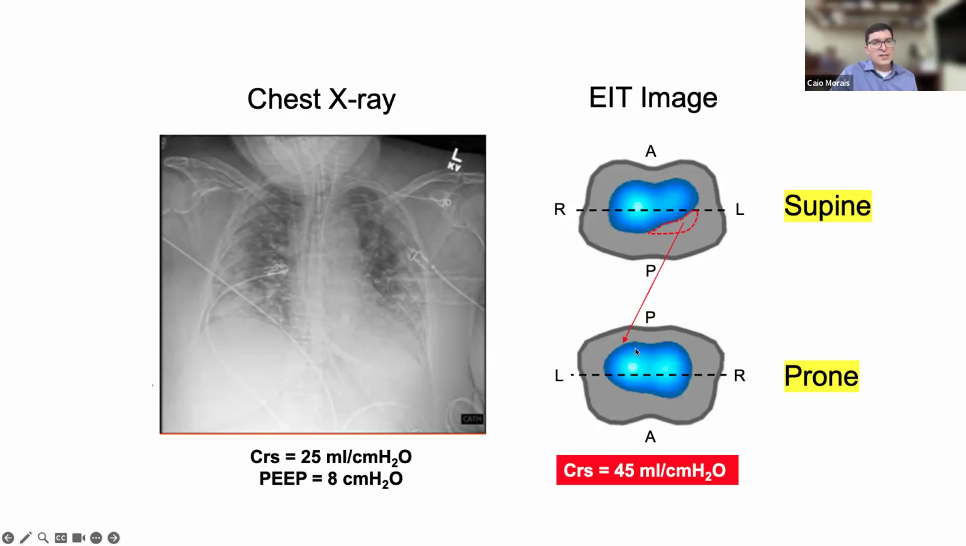And as we can see here, the posterior part that before in supine was hypoventilated is now well ventilated, and global compliance increased to 45. Now we can explain why the global compliance increased in this patient. It's because we have a patient that could benefit from proning, recruiting this posterior part when we change the body positioning.